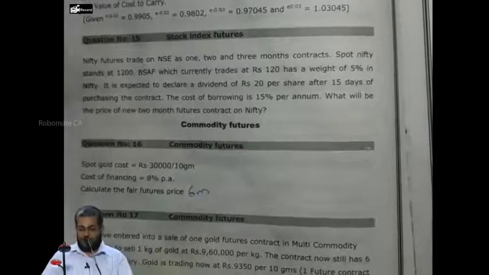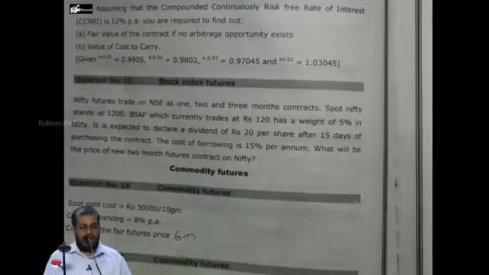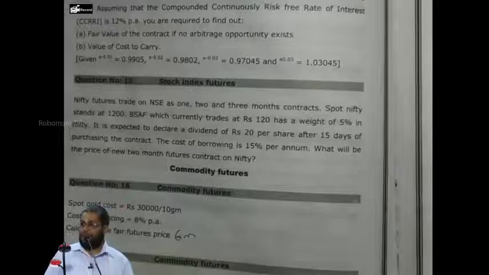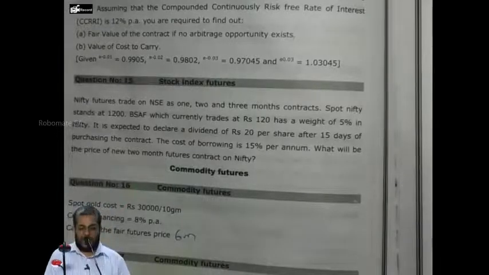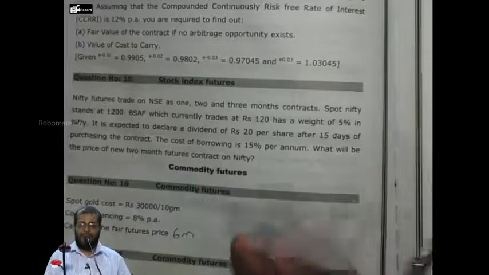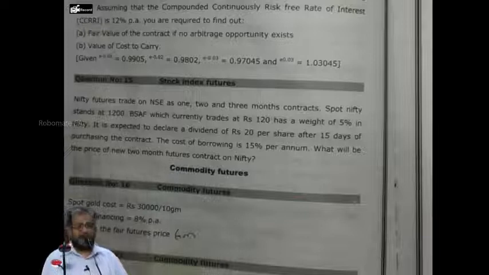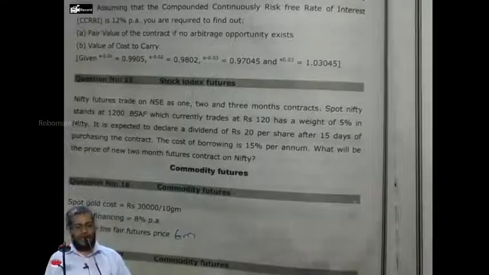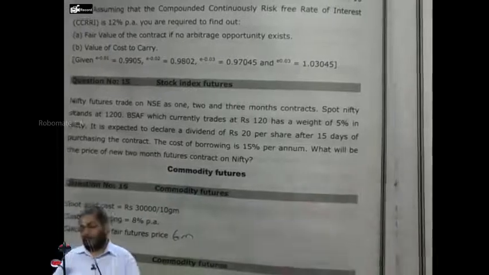Now, let's start doing the sum. What is the fair futures price? Spot price plus cost to carry gives you the fair futures price. Yes or no? In these sums, I am going to use the normal compounding or normal interest rate calculation. In examination questions, if they give the e, then use continuous compounding. Can I proceed or not? Now, next.